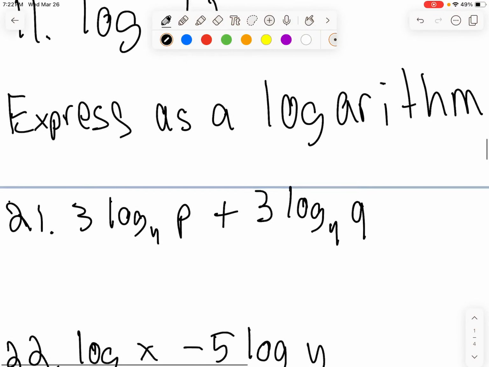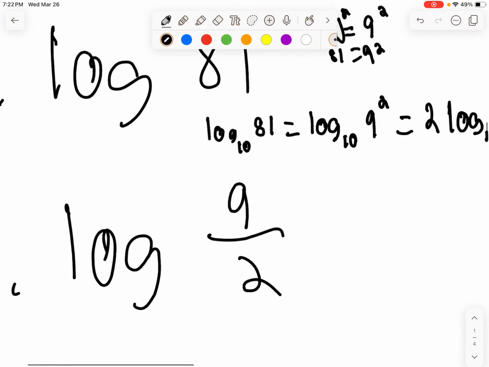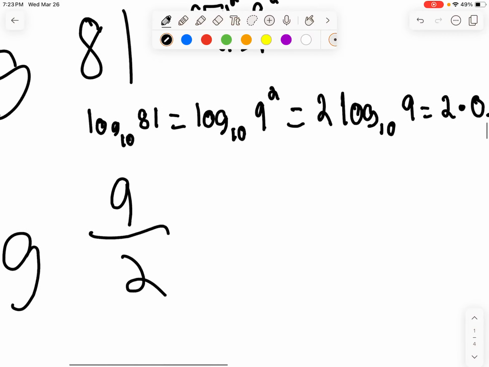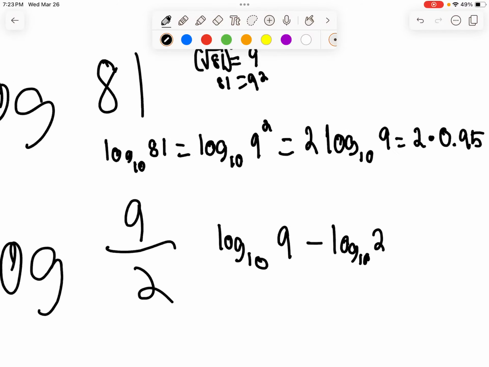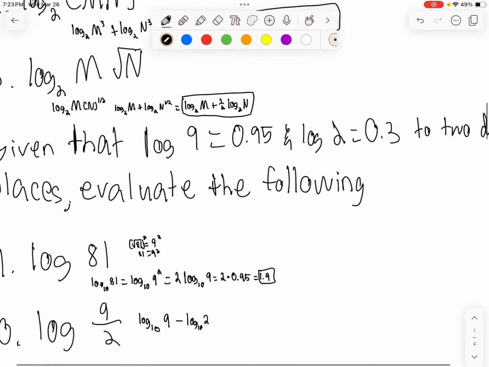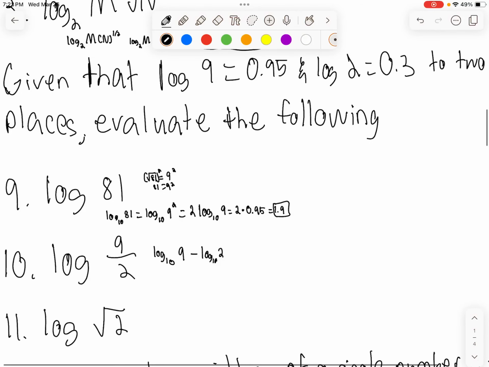Going back to what we were actually doing, we write that as log base 10 of 9 minus log base 10 of 2. And we were given both of those, which is nice. So equals 0.95 from this.